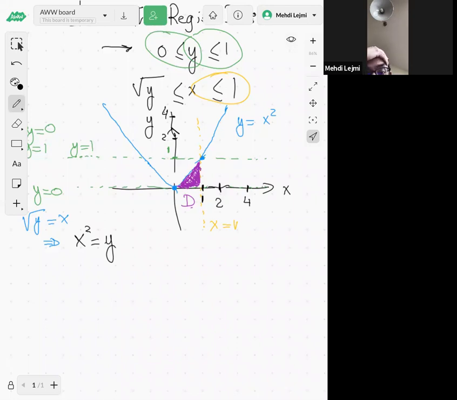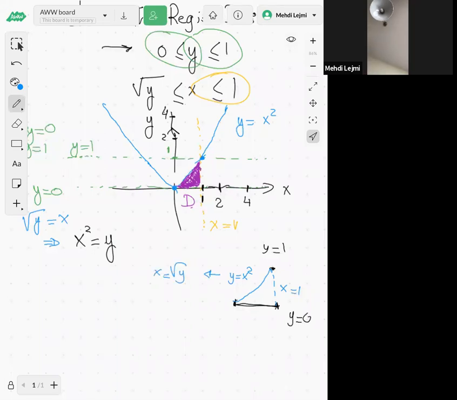We are saying y is between 0 and 1, right? This is my y equals 0 here. This is y equals 1 here. And then my x is between this parabola here. This is y equals x squared. And this is x equal to 1. This is x equal to square root of y.